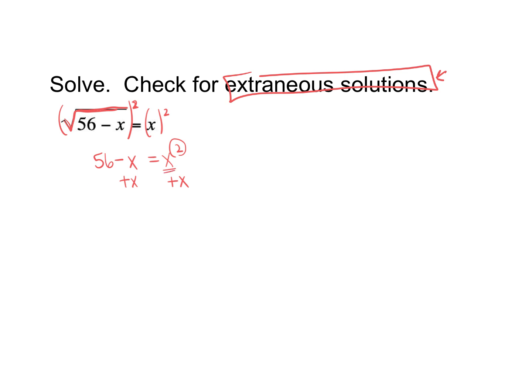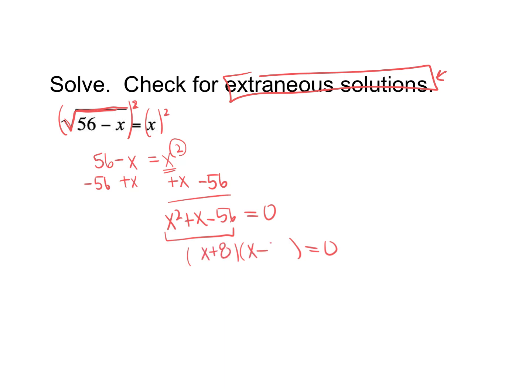So I'm going to add the x, subtract the 56, and I get x squared plus x minus 56 equal to 0. Now I'm going to factor this and solve. I'm going to quickly factor it, and it factors into this. The solution right here is x equals negative 8. This solution right here is x equals 7.